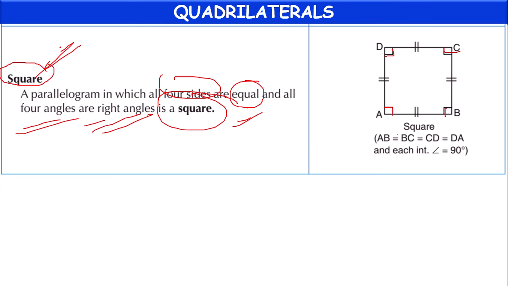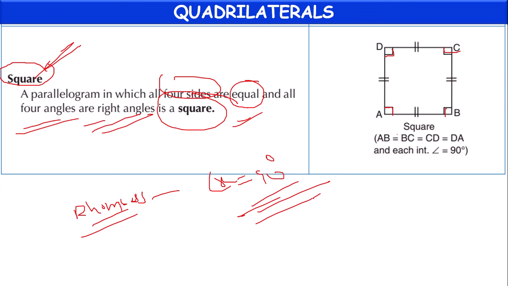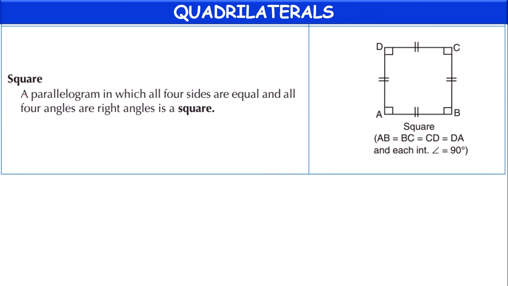This means a square can also be called a rhombus in which all angles are equal to 90 degrees. If we state the definition with a parallelogram, then we have to say in which all four sides are equal and all four angles are right angles.